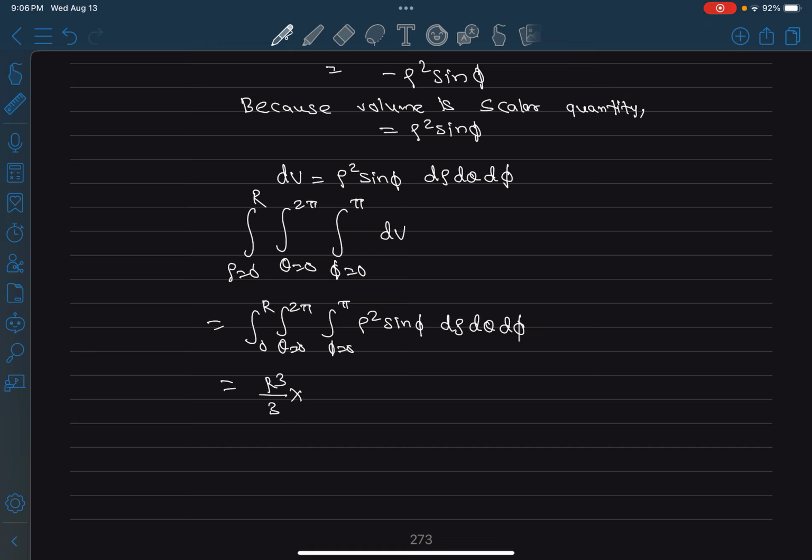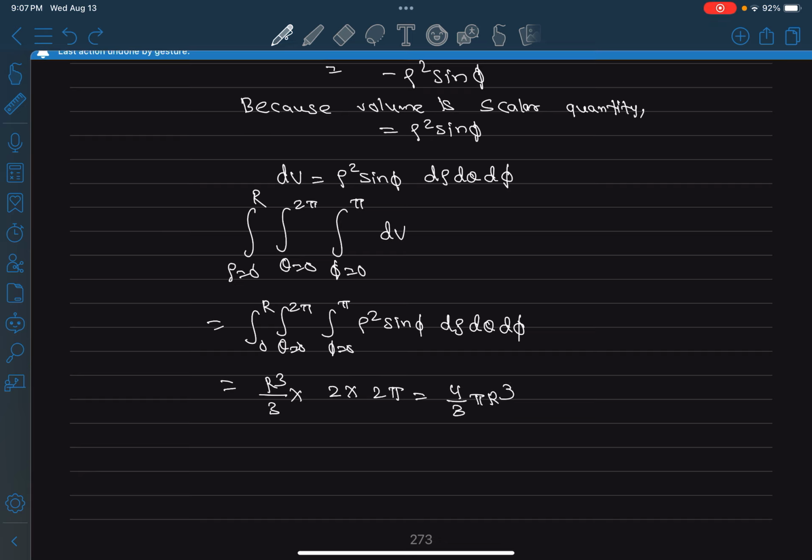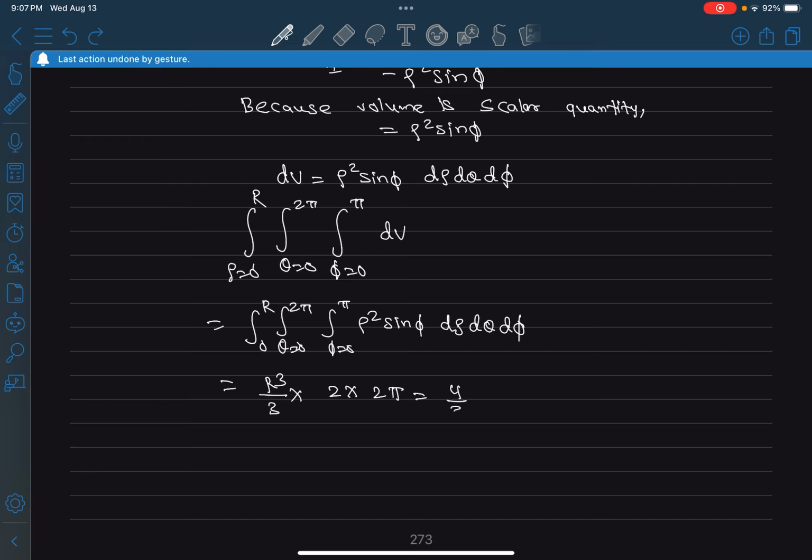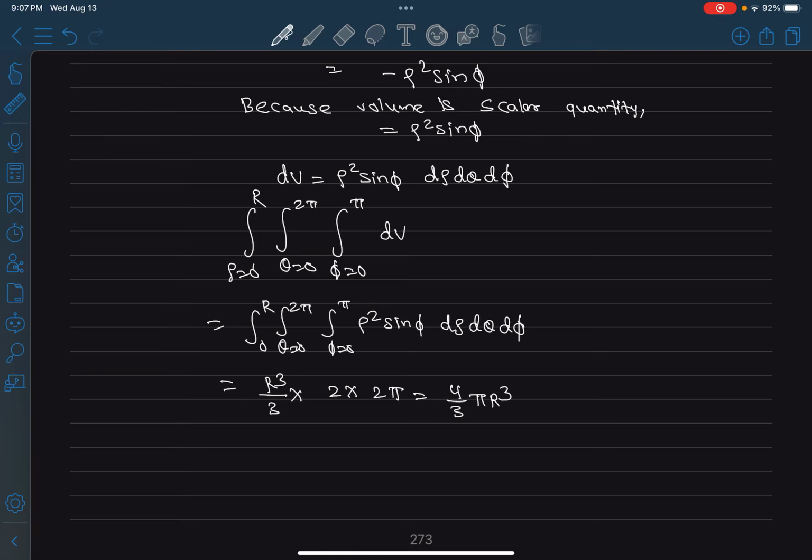If you do sine phi, it's minus cos phi, and then 1 plus 1, that's 2, and then for theta, it's 2 pi. So it's 4/3 pi r cubed. So you get the volume formula, right? So this was just a trailer, guys. Now only we are entering our actual content.